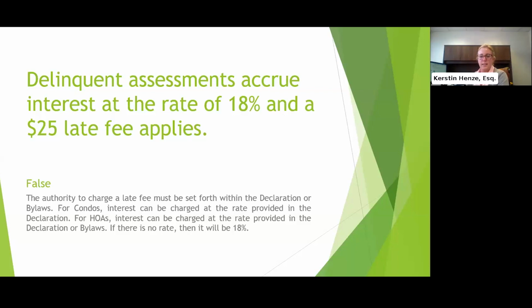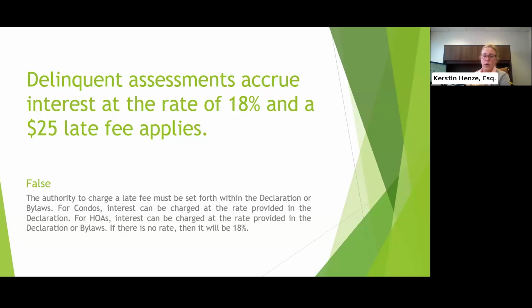So just because the statute authorizes associations to collect a late fee doesn't mean you can, unless you have specific authority in your documents, your declaration or your bylaws. So check. And the maximum that you can collect is $25 or 5% of each delinquent assessment.